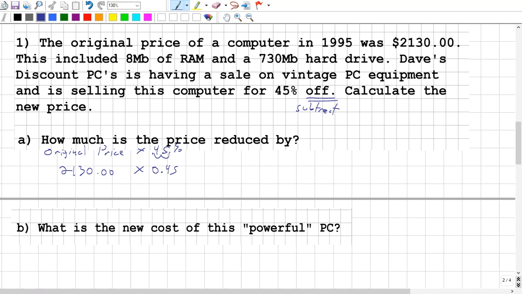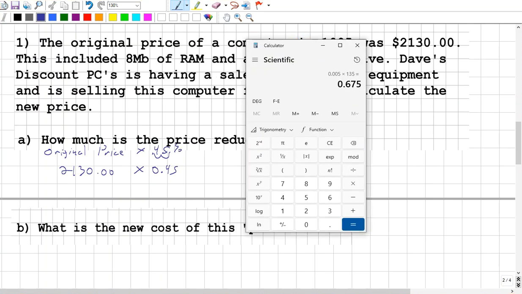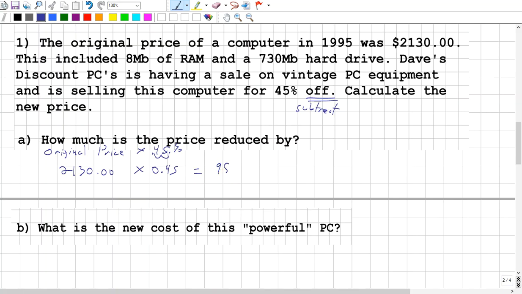And this is the amount of money I'm going to have to subtract. But first of all, I'm just being asked how much the price is reduced by. So I multiply these two values together. I take the original price of $2,130 and multiply that by my 45%, which is 0.45. And I end up with a reduction of $958, and we'll look at this.